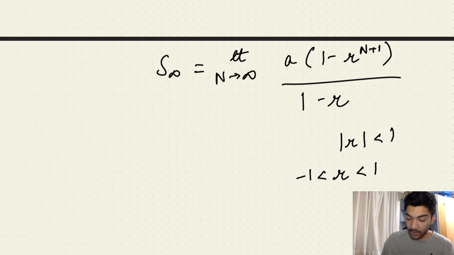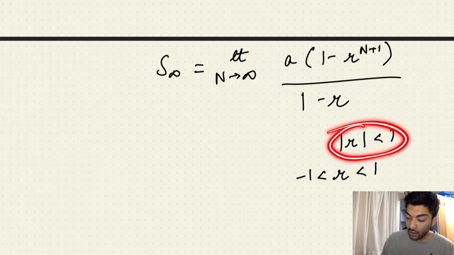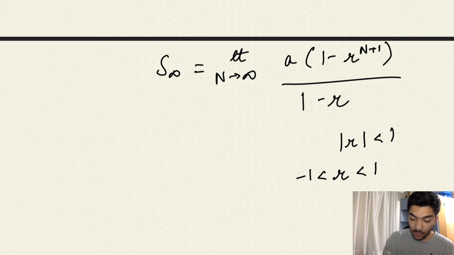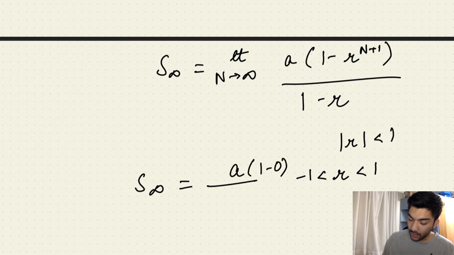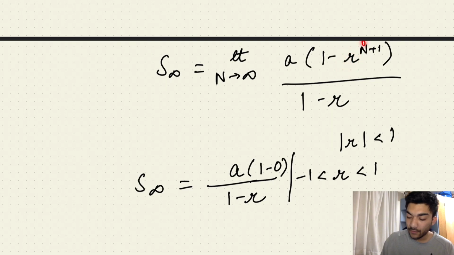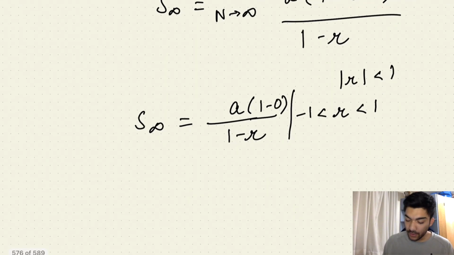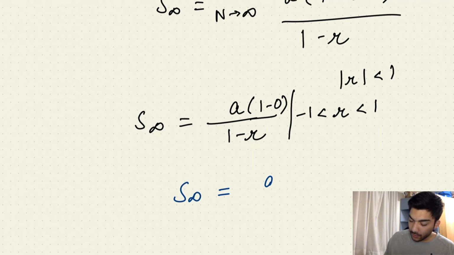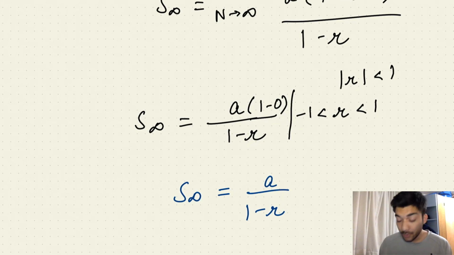So we notice that if the absolute value of the common ratio is less than 1, S infinity simplifies to simply a times (1 minus 0) upon 1 minus r, because as n approaches infinity, when the absolute value of r is less than 1, this term approaches 0. So your S infinity becomes equal to a upon 1 minus r, but only when the absolute value of r is less than 1.